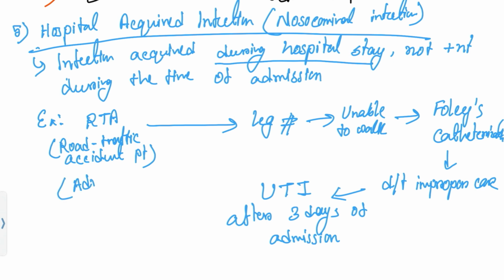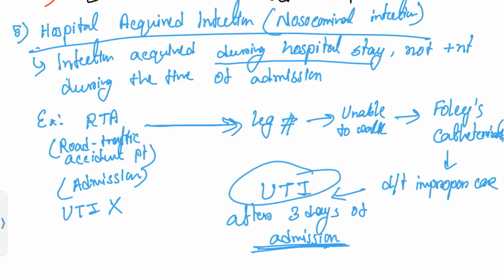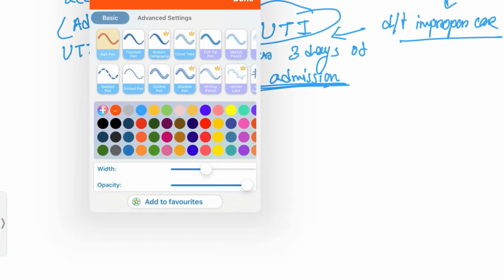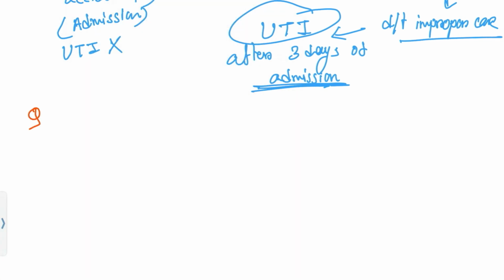So when the patient took admission, at that time the patient did not have a UTI. Now after 3 days of admission, you did the patient's urine specimen test and you found a UTI. Why? Because you inserted a Foley's catheter and didn't do proper care. Because of that the patient developed UTI. So that will come under hospital acquired infections. Now let's solve one MCQ on hospital acquired infections.